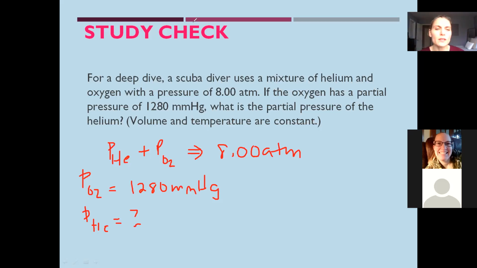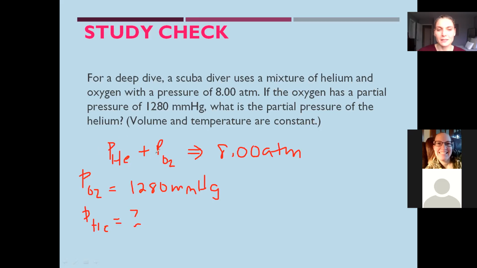So what's one thing that we can do? We know the partial pressure of oxygen. We don't know the partial pressure of helium. But just looking at this little scenario, all we have to do is total them up and we'll see that it comes out to this 8 ATM. What's the problem with the 1280 millimeters of mercury? Why is this not going to help us necessarily? Or what do we have to do to fix it, to make it useful, if you will?